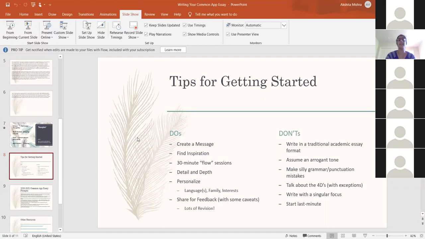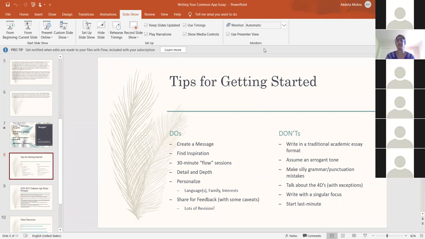And don't start last minute. These essays are seemingly easy to write at first, but they can't be. Thanks Audrey for putting that in the chat. You can write a Common App essay in like 2 or 3 days, but it's not going to be very good.